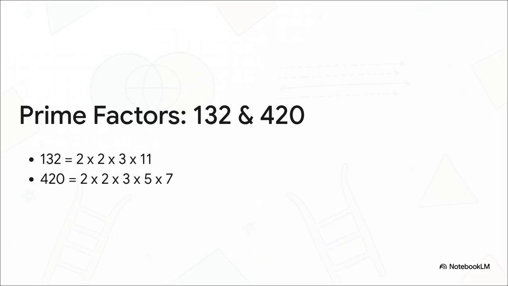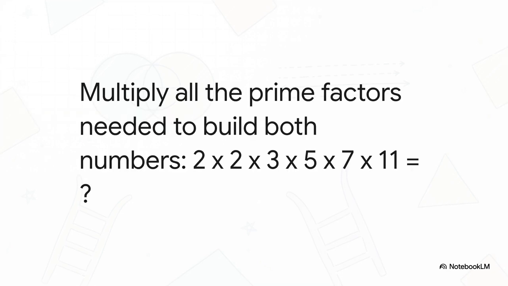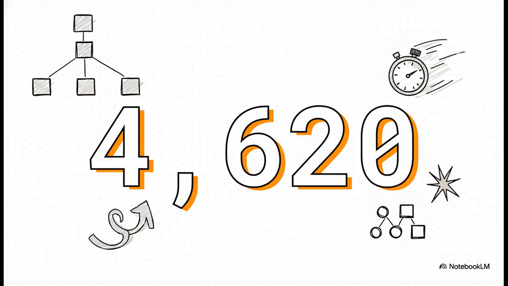Whoa! Okay, so first step, break them down. You can see their prime factors here. And right away, we can spot what they share. They both have 2 2s, and they both have 1 3. Those are our shared ingredients. So, to build our LCM, we take everything we need. We take the shared parts, the 2 2s, and the 3. Then we take the leftovers, the 11 from 132, and the 5 and 7 from 420. Let's line them all up and see what we get. And the answer is 4,620. That is a huge number.